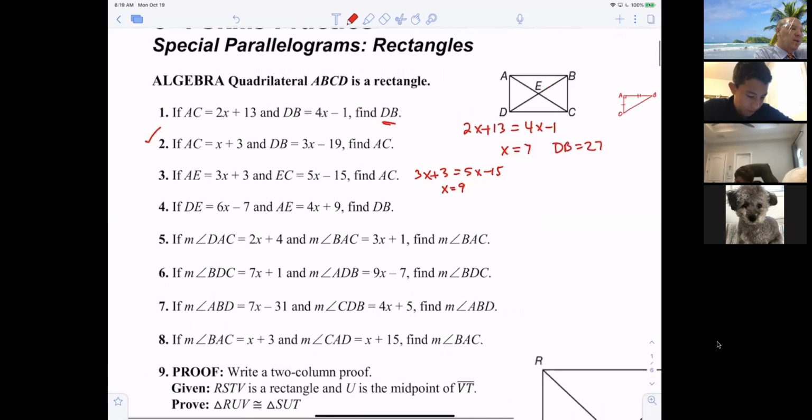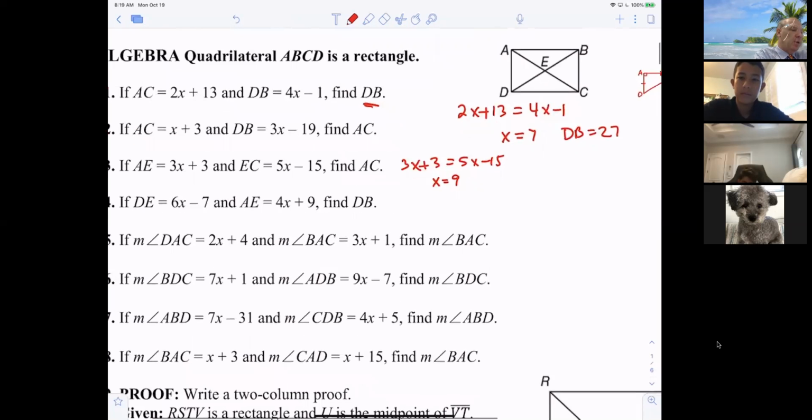So now we're finding AC. Somebody said how much? 30. Am I wrong? Somebody else, AC. Somebody help me. I think it's 60. All right, I think it's 60.